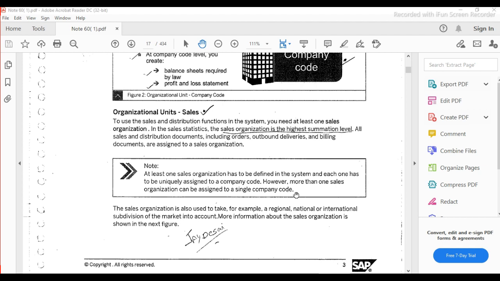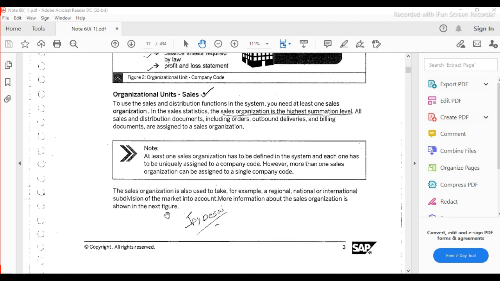One sales organization cannot be assigned to more than one company code. It will be a unique combination. Suppose there is a company code 1000, and sales organizations 2000 and 3000. Sales organization 2000 can be assigned to company code 1000, and 3000 can also be assigned to company code 1000. But for another company code, 5000, you cannot assign sales organization 2000 to both company code 1000 and company code 5000. Multiple assignment is not possible.